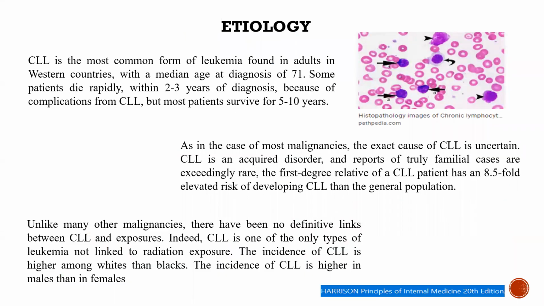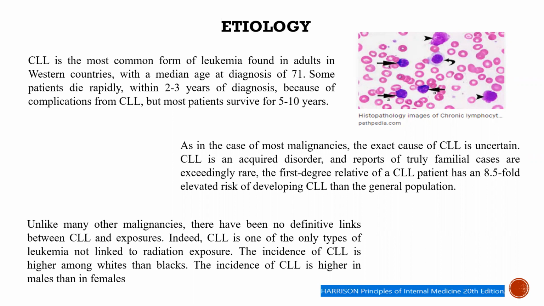It is the most common form of leukemia found in adults in Western countries, with a median age of 71. Some patients die rapidly within 2 or 3 years of diagnosis because of complications, but most patients survive 5 to 10 years. As with most malignancies, the exact cause is uncertain. It's an acquired disorder, and reports of truly familial cases are exceedingly rare. A first-degree relative has an 8.5-fold elevated risk of developing it compared with the general population.